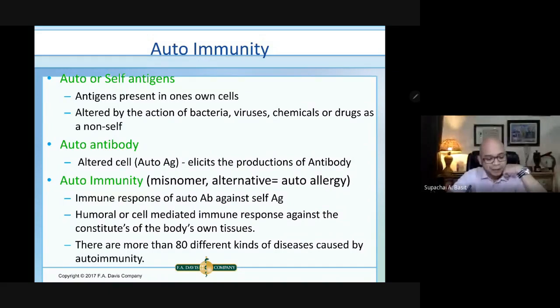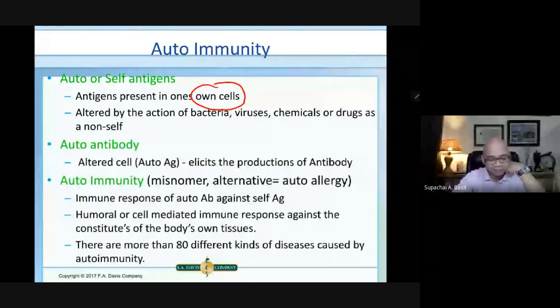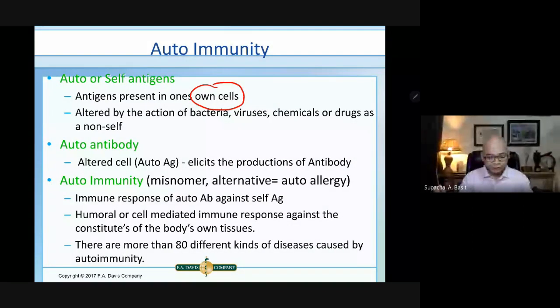So what do we mean by auto or self-antigens? When we say auto or self-antigens, we are actually referring to antigens present in our own cells. Since these are antigens present in our own cells, this particular kind of antigen can be altered by the action of bacteria, viruses, chemicals, or drugs as non-self.